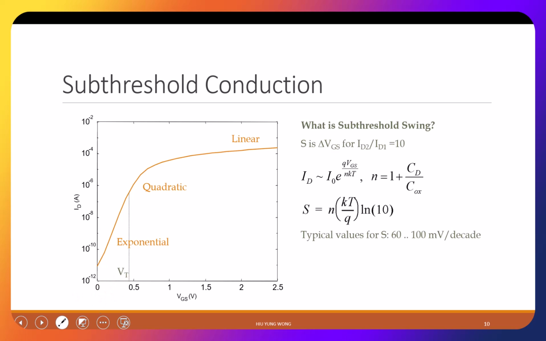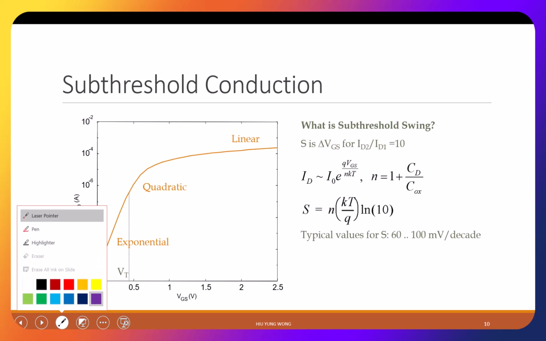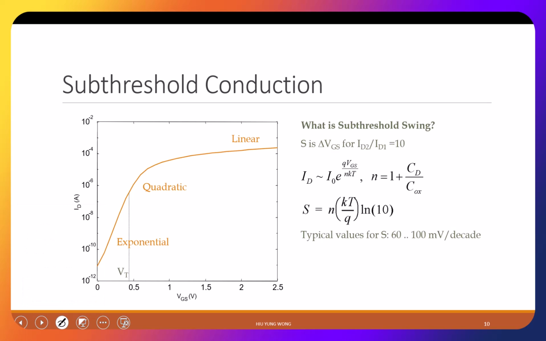The main thing I want you to understand here is something called subthreshold swing. What does it mean? It is saying that I want to increase my current by 10 times, right? We keep saying increasing, but it's the same as reducing. I want to reduce it by 10 times. How much gate voltage do I need to change? That is the main point we are asking here.